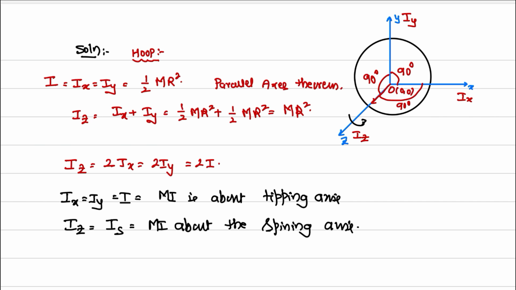If you take the YZ plane, then x will be the spinning axis, Ix. Ix is equal to Iy plus Iz. Depends upon xyz, you don't worry. If you take a plane, perpendicular to that plane is the spinning axis passing through the center. Iz is the spinning axis. The axes in the plane, because of the symmetry, Ix is equal to Iy, or Iy is equal to Iz, or Iz is equal to Ix, whatever plane you consider, that is about the tipping axis. That is about the diameter.